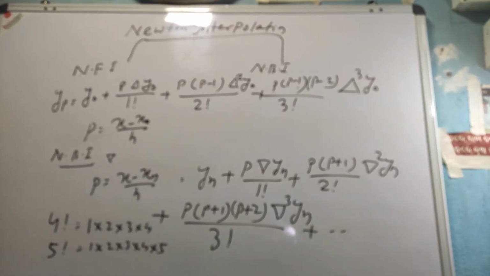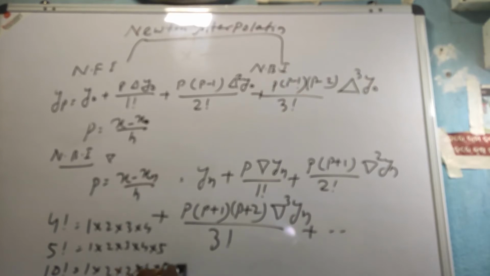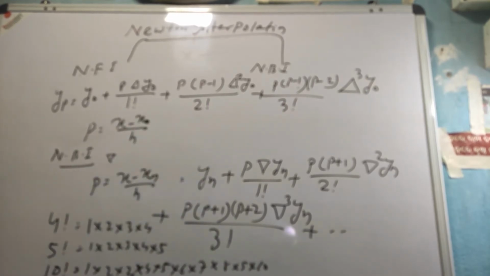Suppose a student asks how to write 10 factorial. 10 factorial means we multiply 1 up to 10: 1, 2, 3, 4, 5, 6, 7, 8, 9, 10. Starting from 1 up to 10, that is 10 factorial. Okay.